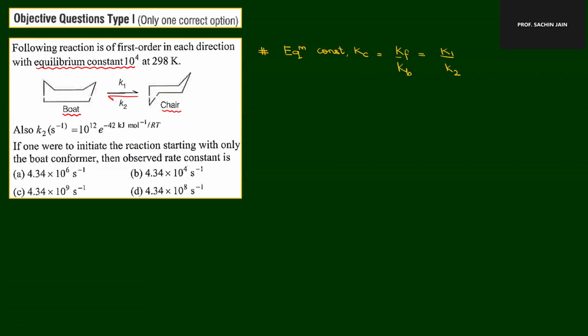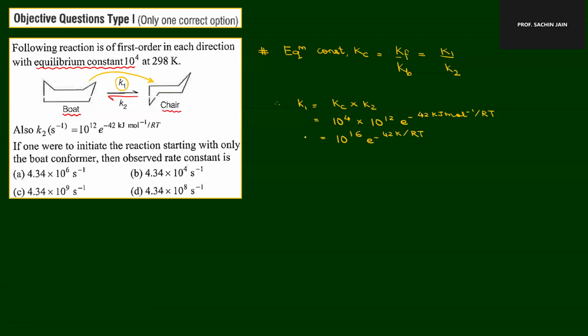Now, if one were to initiate the reaction starting with the boat conformer, that is, for the forward reaction, the observed rate constant will be. Actually, you are supposed to find K1 here. To find K1, it will be equal to Kc into K2. Kc is given as 10 raised to 4 and K2 is given as 10 raised to 12 e raised to minus 42 kilojoule per mole upon RT. So this combined will become 10 raised to 16 e raised to minus 42 kilojoules upon RT.